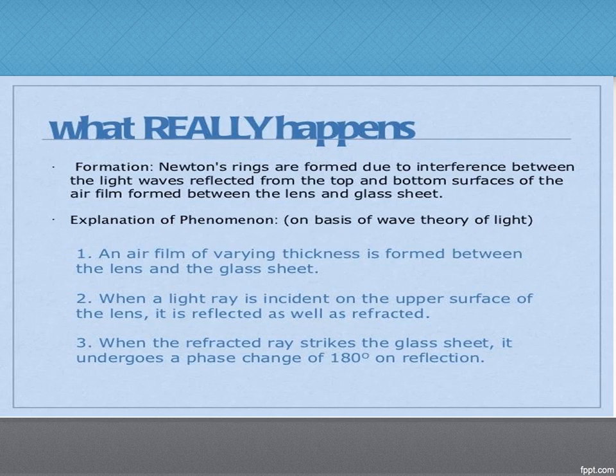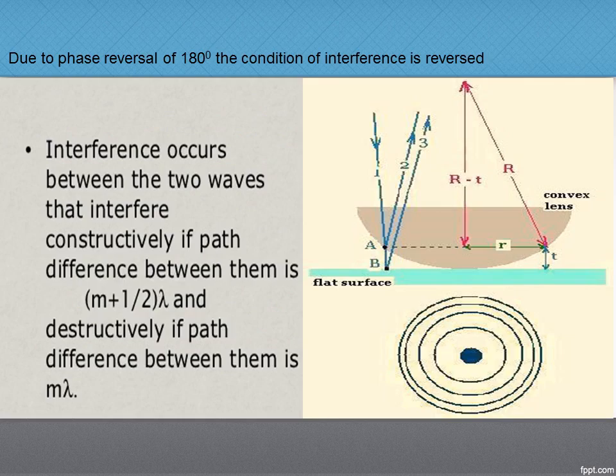Now you can understand this as follows: when a light wave strikes a surface which is of higher refractive index, it always gets a phase reversal of 180 degrees, and this is the main cause of the formation of Newton's rings. Due to the phase reversal of 180 degrees, the condition of interference in case of Newton's rings is reversed.